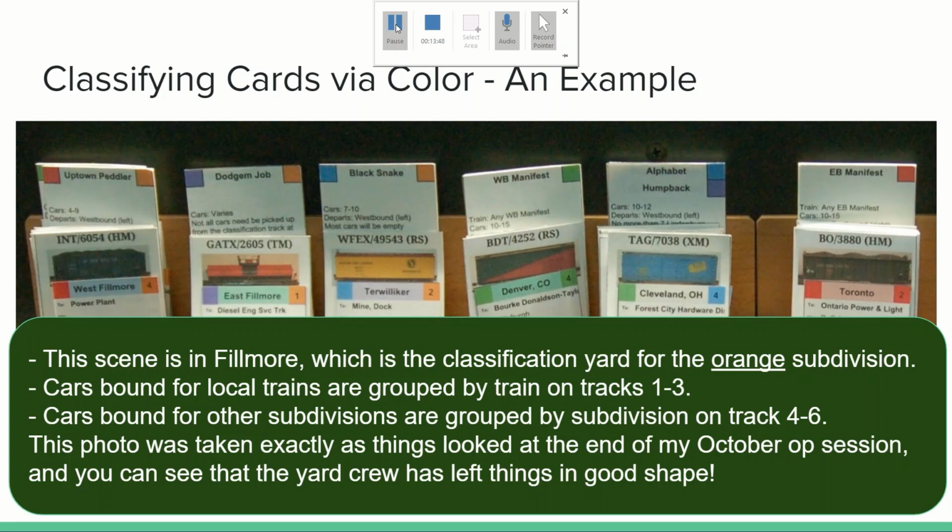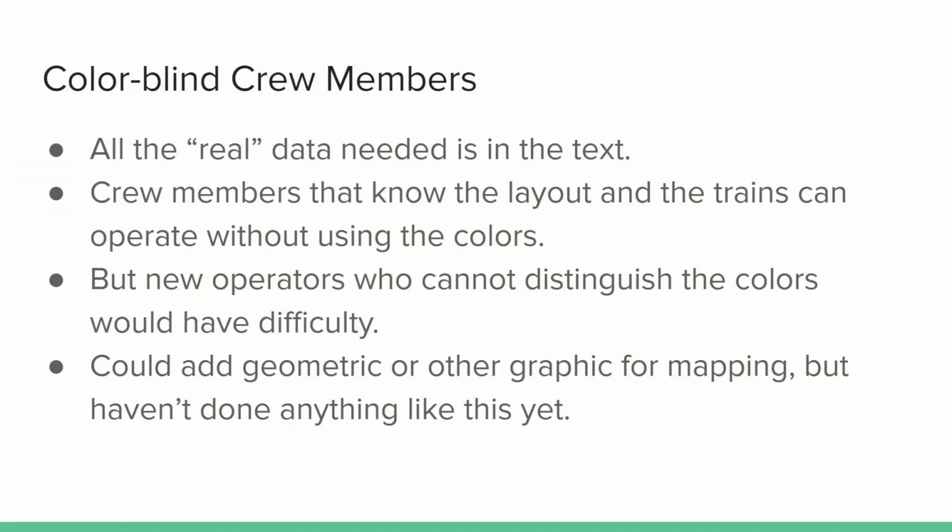I already talked through a little bit of this in the last slide. Again, you can see those first 3 tracks all are orange in the upper right, which is the local trains, and then green, blue, red are going to go on transfer trains heading off to those other areas. This picture I took at the end of my October 2018 session, I believe, and as you can see, the yard is looking in pretty good shape.